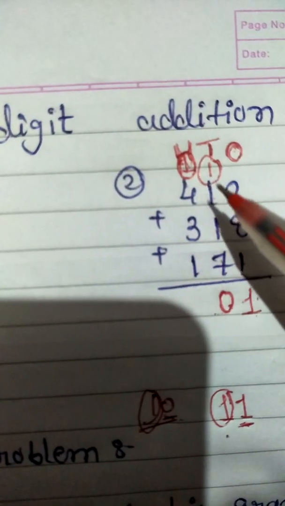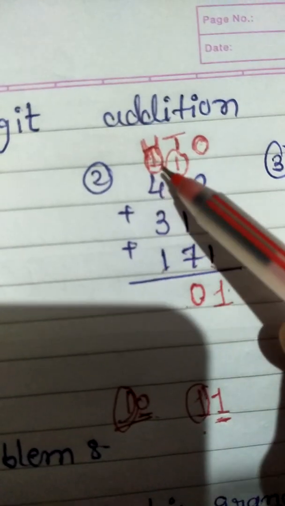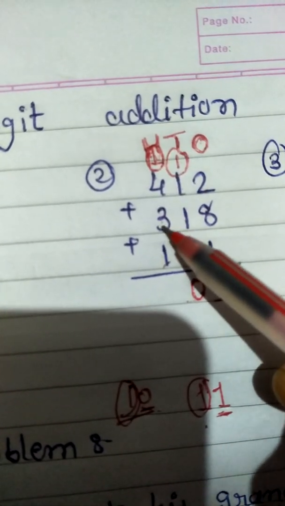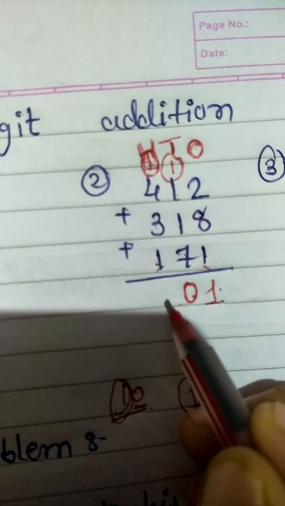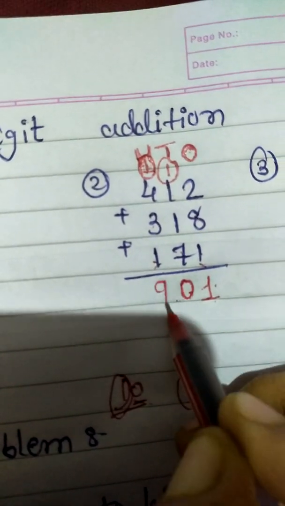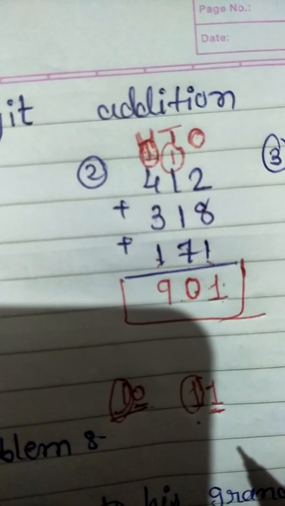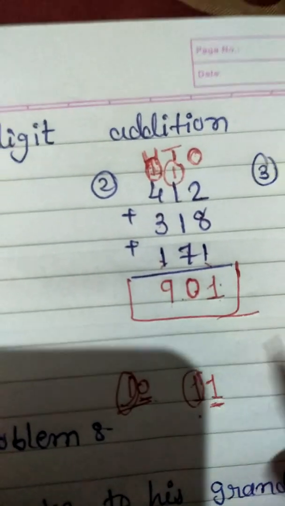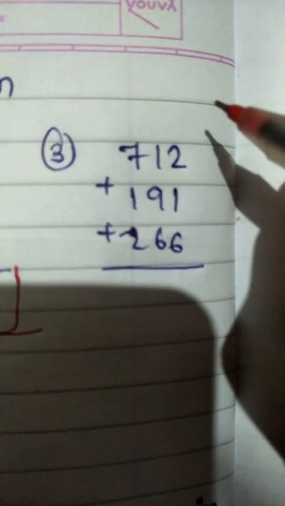So now in the hundreds line there is 1, 4, 3 and 1. We will add. So 4 plus 1, 5. 5 plus 3, 8. 8 plus 1, 9. Exactly, your answer is correct. So it is 9. And our final answer is 901. Understood? Okay, we'll take a last example. Then I will give you some sums to solve.